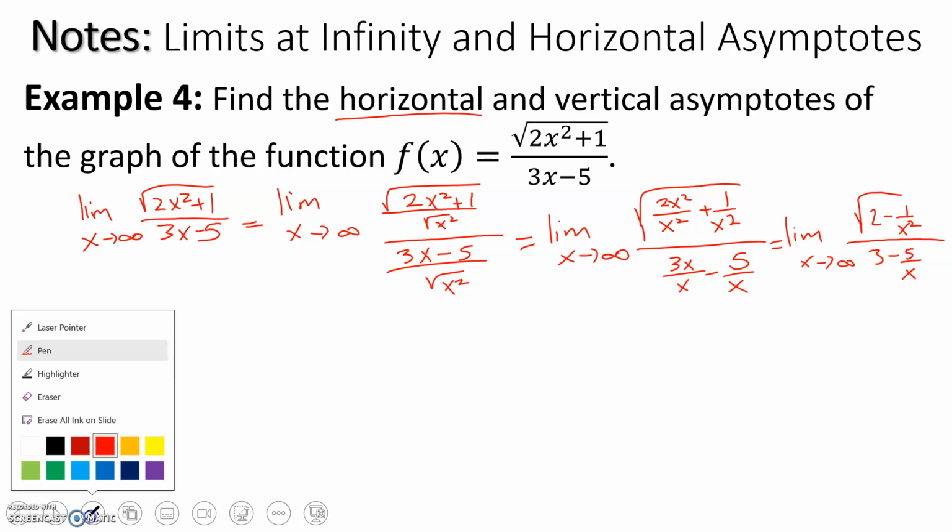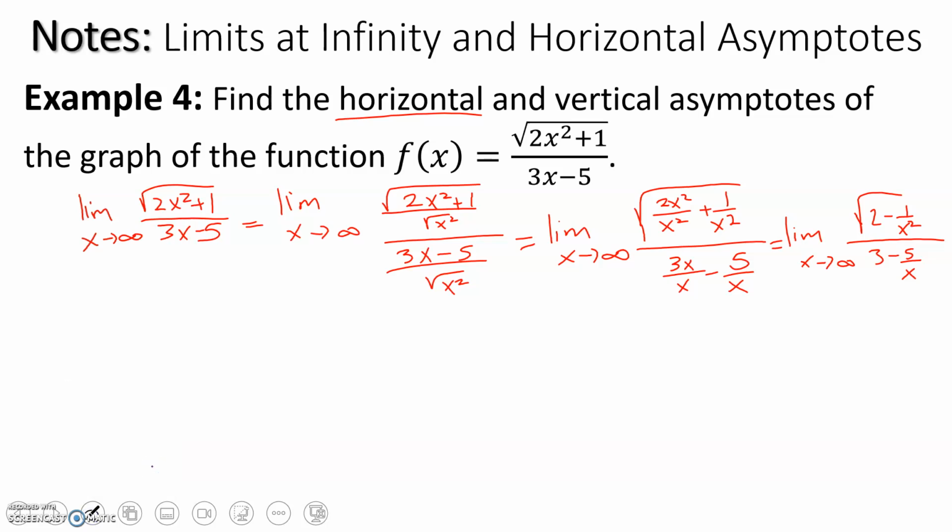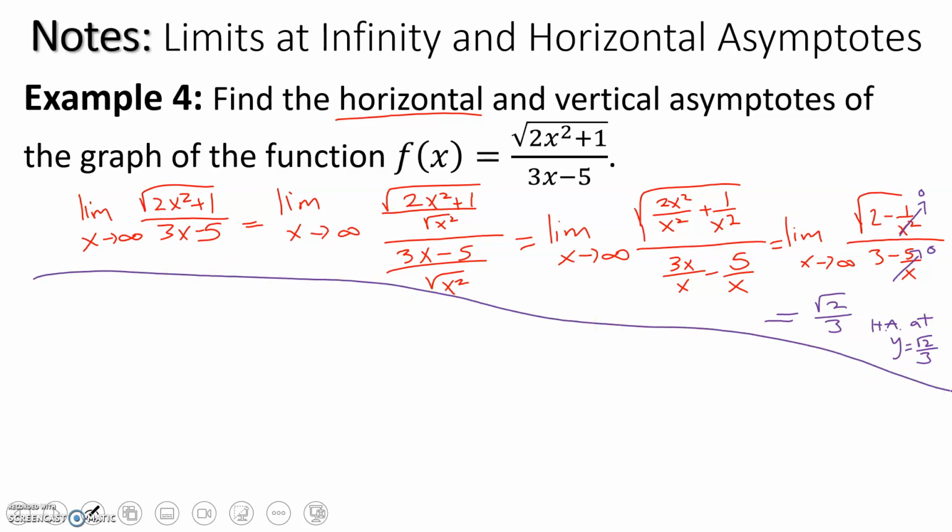Now, just as before, any term that is some constant over x to some power will go to 0. So this goes to 0, and this goes to 0. So this then becomes the square root of 2 over 3. And thus, we have a horizontal asymptote at y equals root 2 over 3. Now, in order to see if there's another horizontal asymptote, we have to approach from the other direction.